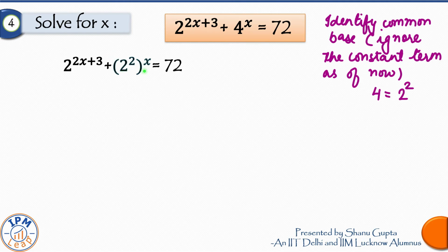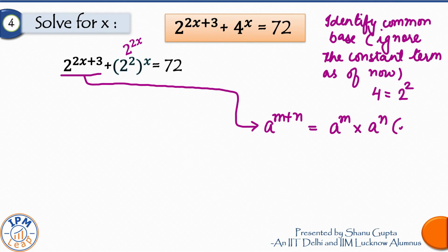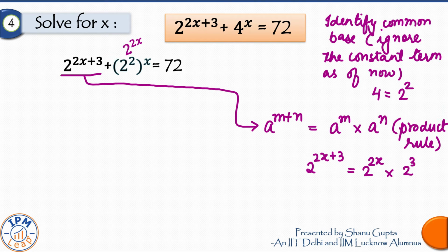2 raised power of 2 whole raised power of x is equal to 2 raised power of 2 into x. And how do we simplify this term? We can use the product rule of exponents, which says that a raised power of m plus n is equal to a raised power of m into a raised power of n. So 2 raised power of 2x plus 3 is equal to 2 raised power of 2x into 2 raised power of 3. Using this, our equation now looks like 2 raised power of 2x into 2 raised power of 3 plus 2 raised power of 2x is equal to 72.